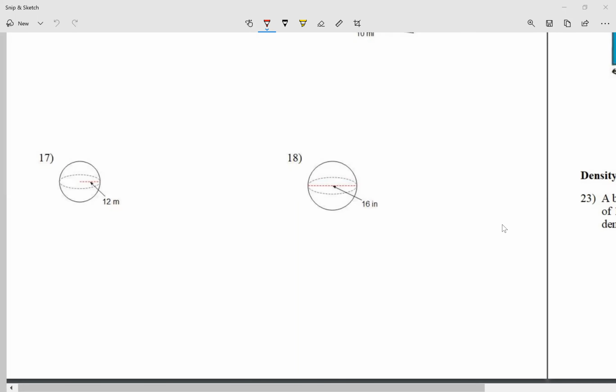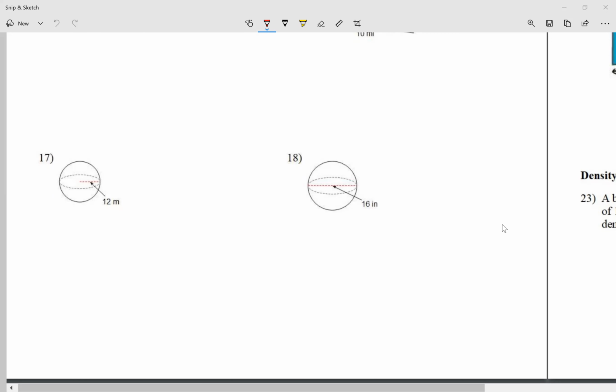Okay, so we have to get the volume of a sphere now. A sphere, as we know, looks like a ball. Sometimes I might give you the radius, like in number 17, where I give you the radius of the sphere. Sometimes I might give the diameter, like we see in number 18. So be careful what we do. But first, let me come up with a formula.